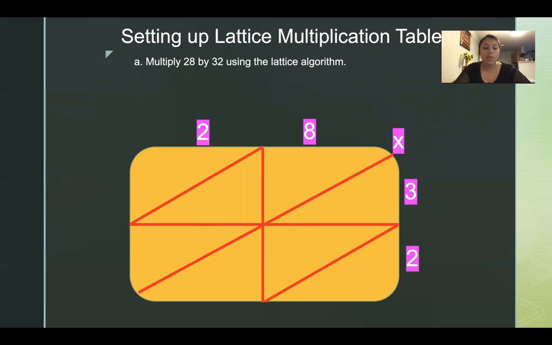Now that it's all set up, we're ready to continue. To solve it, we would work from the 2 to the bottom. So in other words, we would do 2 times 3, which gives us 6. And then we would do 2 times 2, which would give us 4. And then we would go to the A and work down.